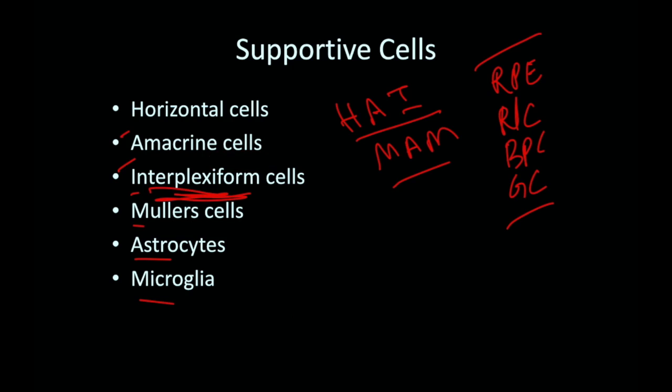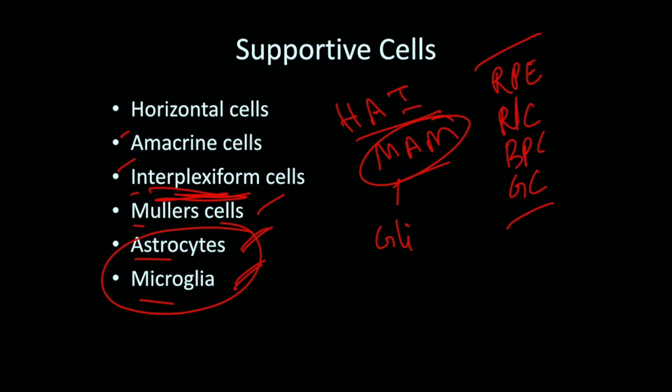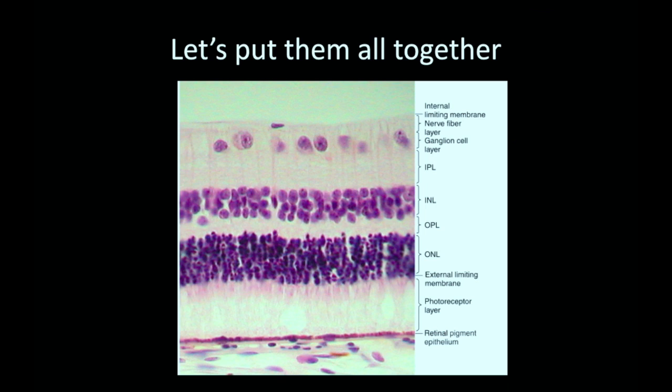What about astrocytes and microglia? Now these are the other glial cells. So Muller cells, astrocytes, microglia, these are all the glial cells which will provide the support to the retina. So with these details, let's put them all together.